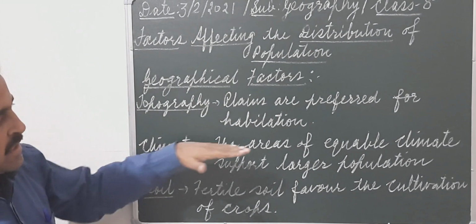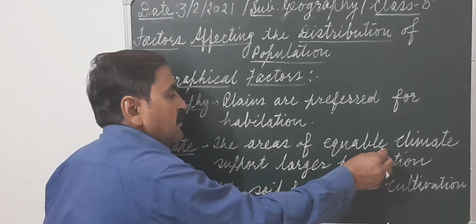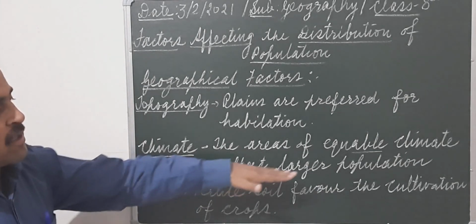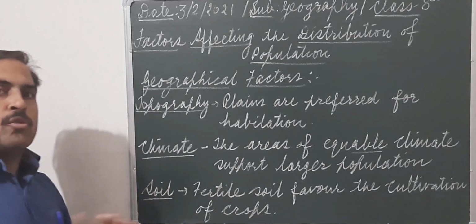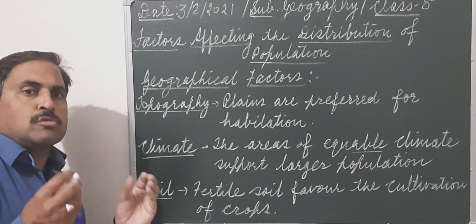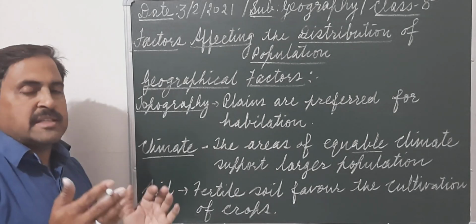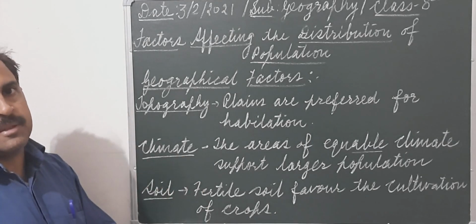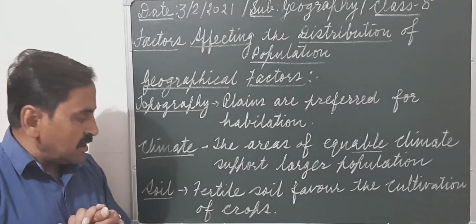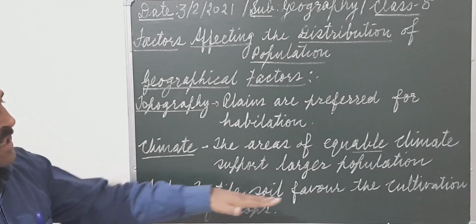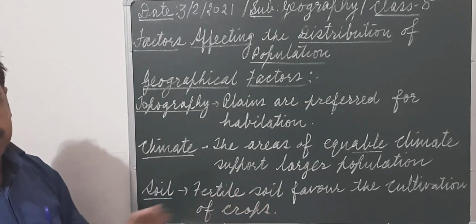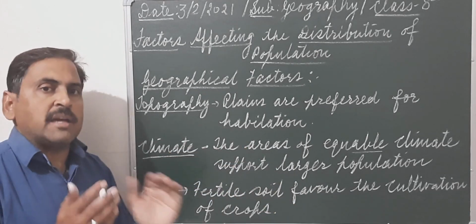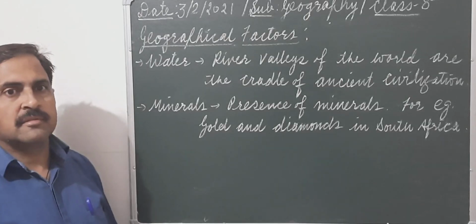Likewise, climate. The areas of equable climate, equable meaning not extremely hot or extremely cold, support larger population. People will not live in those areas where the temperature is too low or too high. For example, Siberia, one of the coldest areas of the world, has fewer people compared to other areas. Soil. Fertile soil favors the cultivation of crops. So wherever fertile soil is available, in those areas also you will find a high concentration of population.